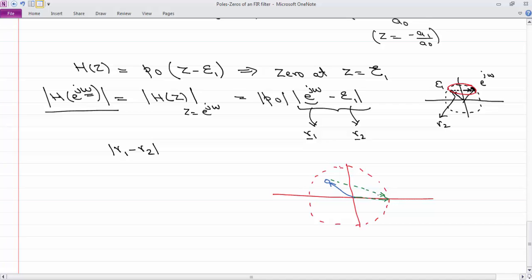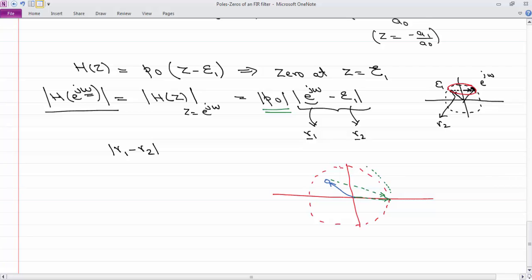I'm ignoring the effect of P0 because that's just a constant, right? That will scale everything the same way. But let's just consider what is happening. When I am at omega equal to 0, my length of the vector is pretty high. Right? Now I slowly move.